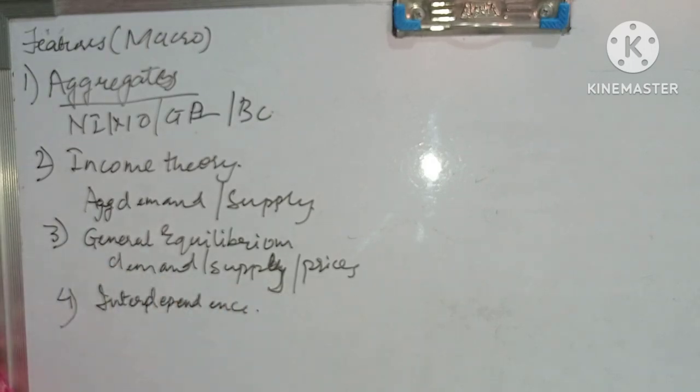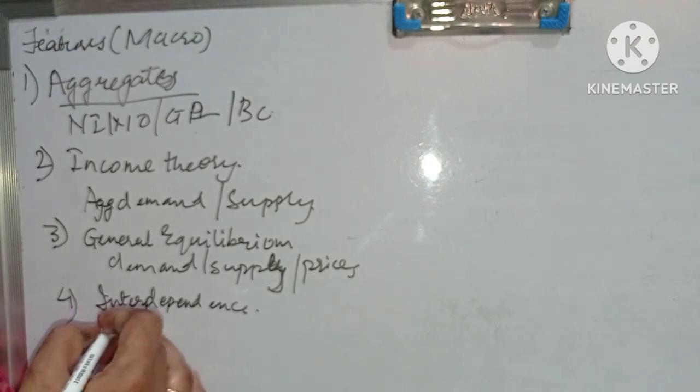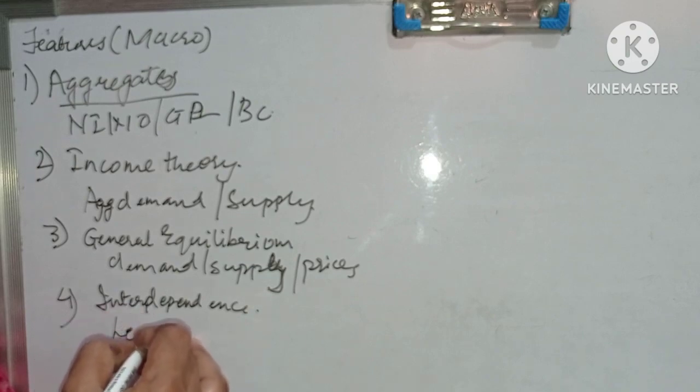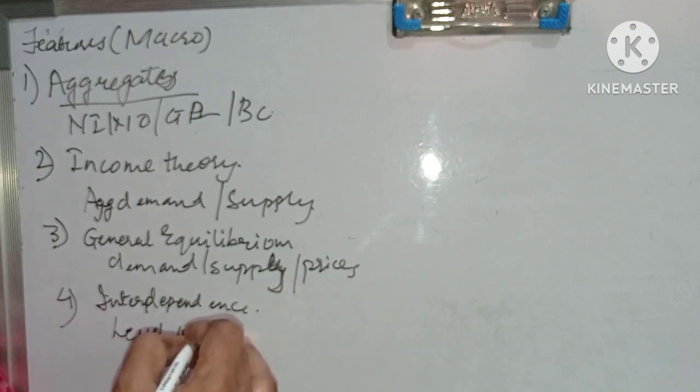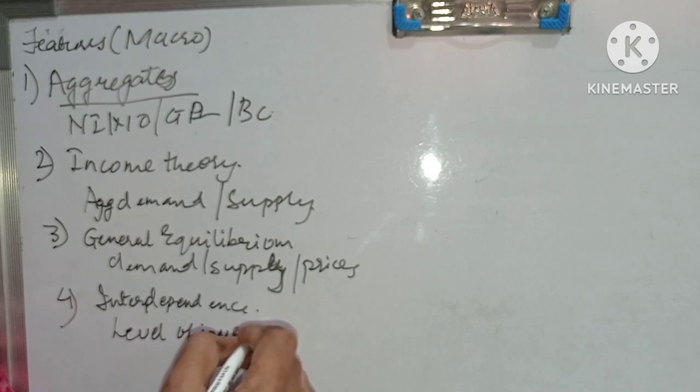Macroeconomics takes into account the interdependence between the aggregate variables such as income, output, employment, investment, and price level. For example, changes in the level of investment will finally result in changes in the levels of income, output, employment, and eventually economic growth. So it is interdependent.